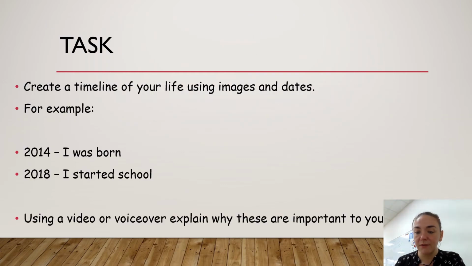So your task for today is to create a timeline of your life using dates. For example, today is the 1st of November, 2020, so you can start your timeline from the day you were born, so 2014, 2015, and then all the important things that have happened in your life.